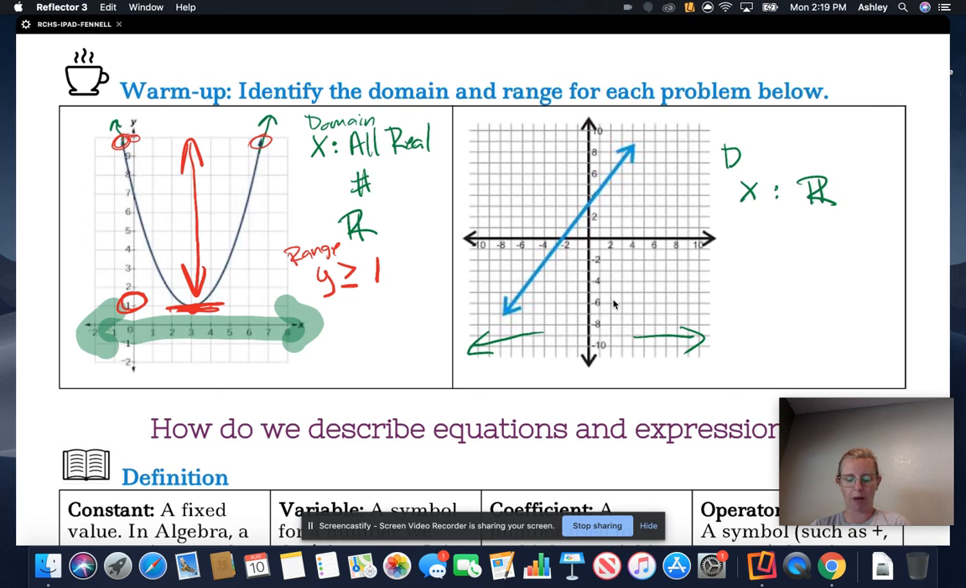All right, what about our y values? So now we're looking up and down. Well, again, this thing's going to keep going up and it's going to keep going down. So my y values will also be all real numbers. My range in this case, how far up, how far down can I go, will also be all real numbers, because there is no limit to what y can be here.